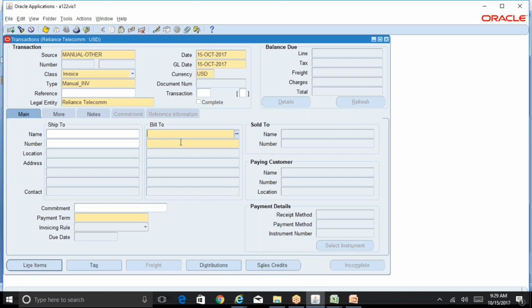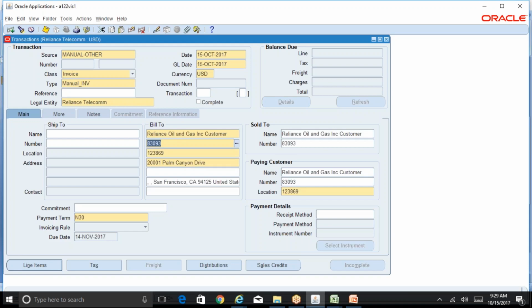There is only one customer which is available here, and the name of the customer is Reliance Oil and Gas. Because if you remember, yesterday I was talking about the AJS module, and in the AJS module we discussed that Reliance Telecom is selling something to Reliance Oil and Gas, and hence Reliance Oil and Gas needs to be created as a customer. Okay, so don't think that whatever we are selecting here is the operating unit or legal entity. This is just a customer from a Reliance Telecom perspective.